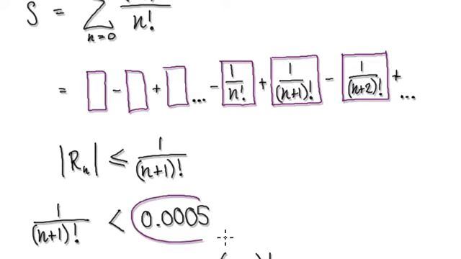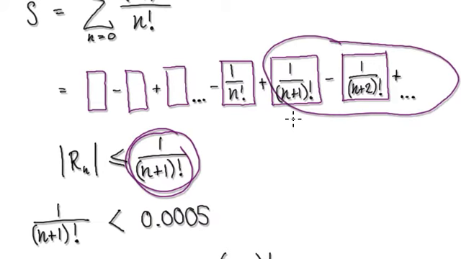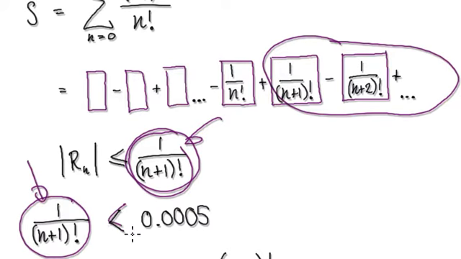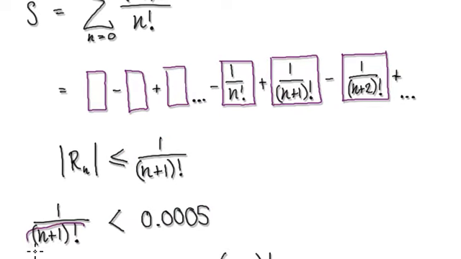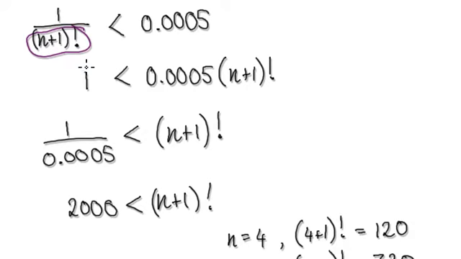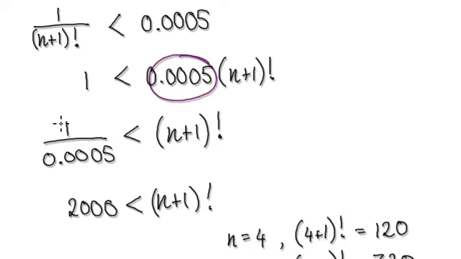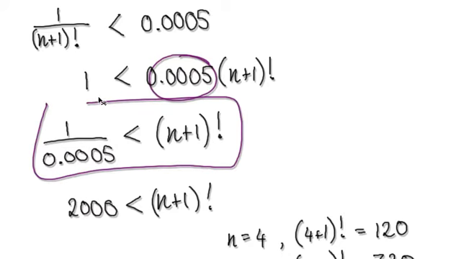but we want the error to be less than this thing here, 0.00005. So this here is our remainder. We want the remainder to be less than this value here. So now times both sides by this, that will then give us this. So now divide both sides by this, that will then give us this.